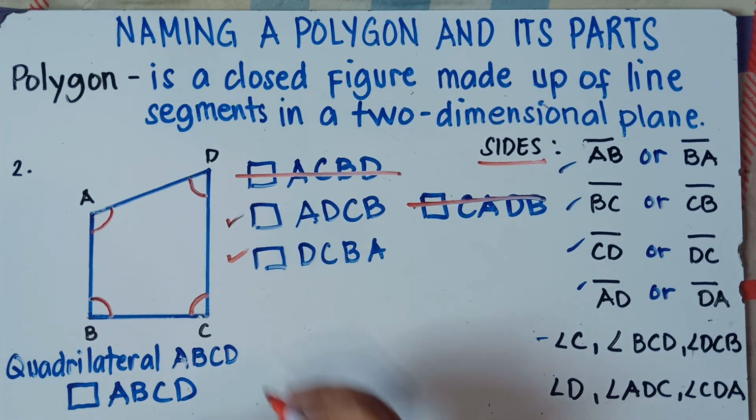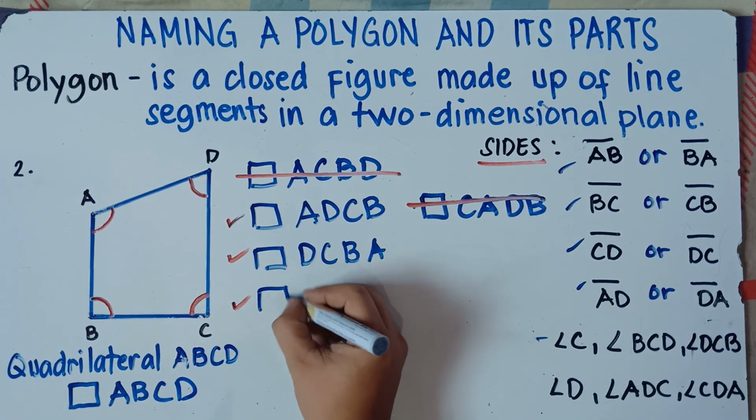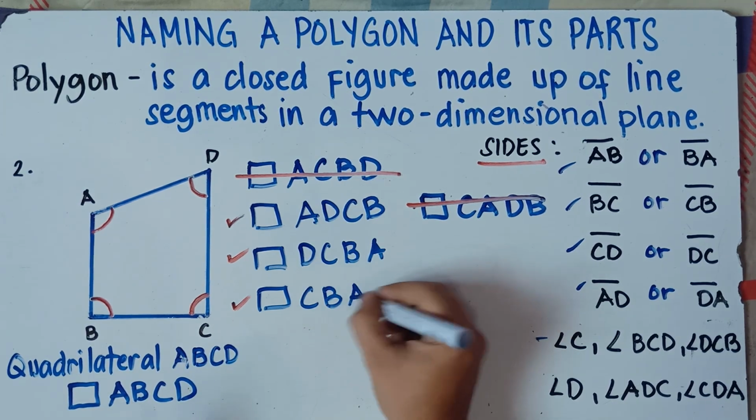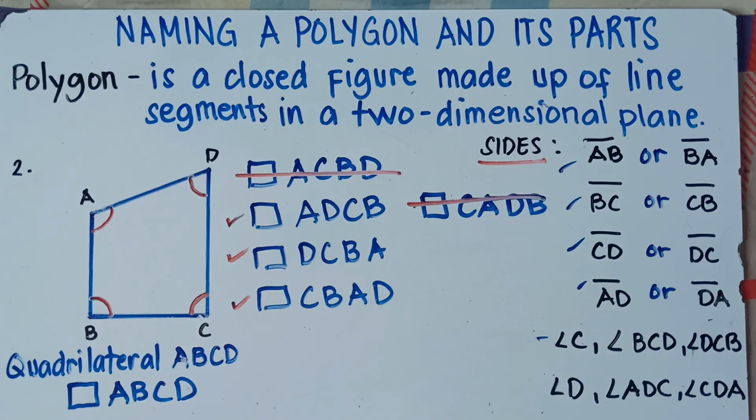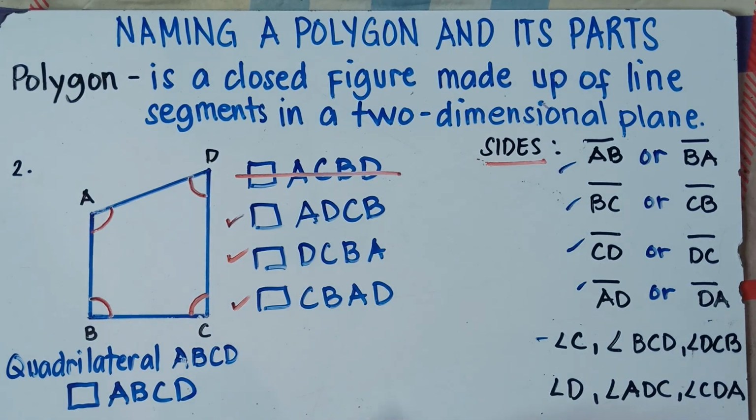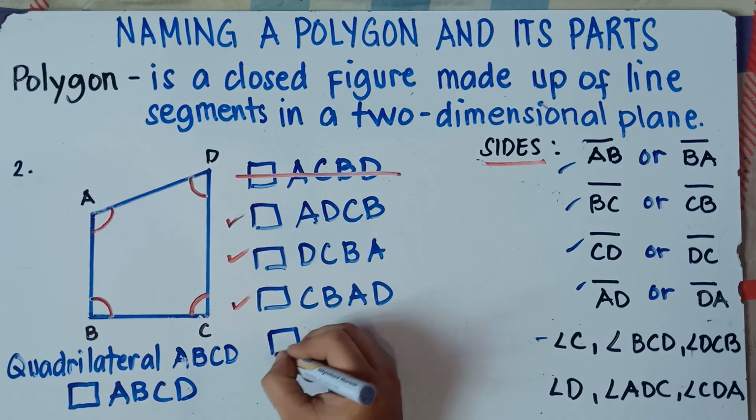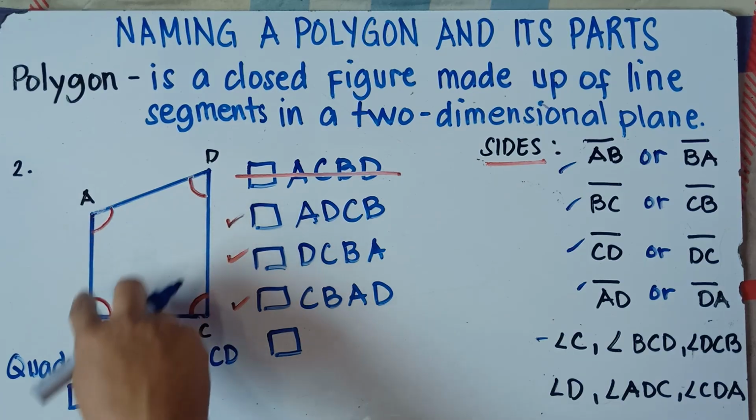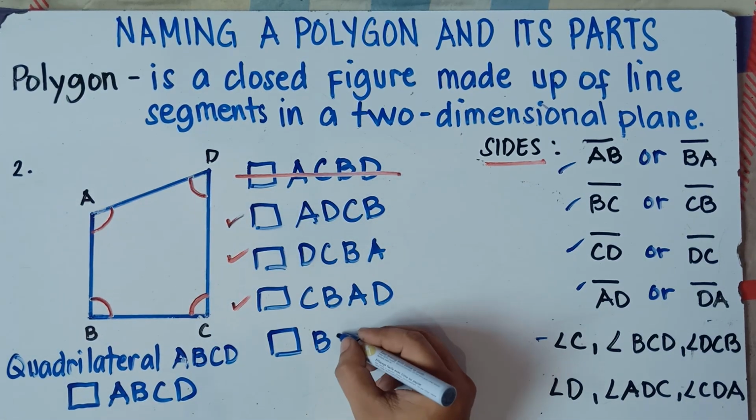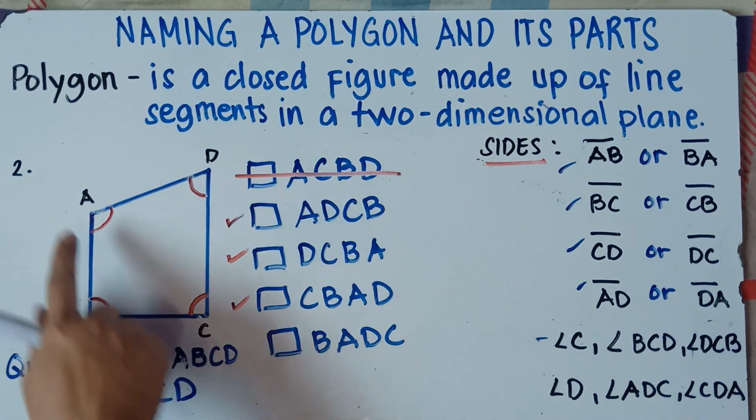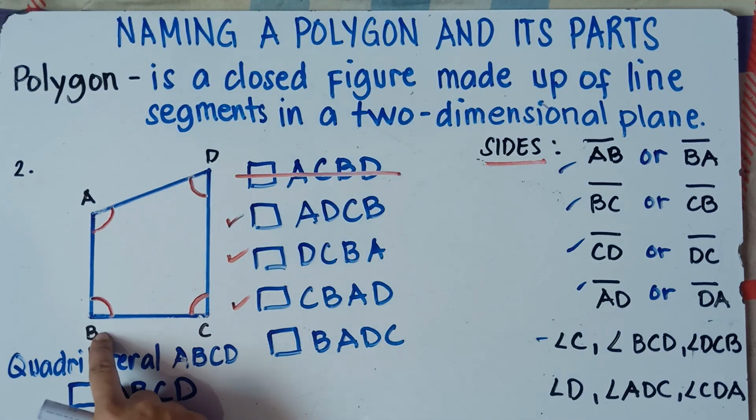So it should be quadrilateral CBAD. Alright, so what else, class? We cannot do the previous one because the vertices are opposite. Help me with this one, class. We have CBAD, so we can read this one, sorry, BADC. Alright, so what else, class? We have BADC, then ADCB. We're done with this one.